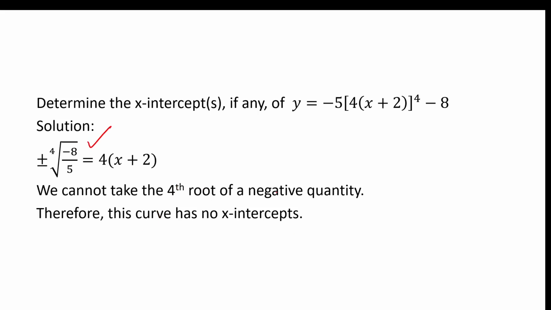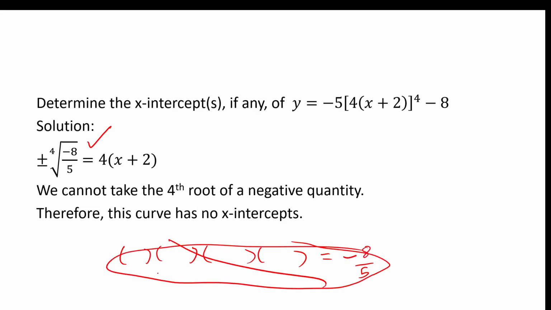But you cannot take the fourth root of a negative quantity. There's no way you can come up with any number, whether positive or negative, multiply it by itself 4 times and come up with a negative quantity. That is impossible. You can take the third root of a negative quantity, but you cannot take the fourth root of a negative quantity. So since we cannot do that, there are no x-intercepts in this curve.